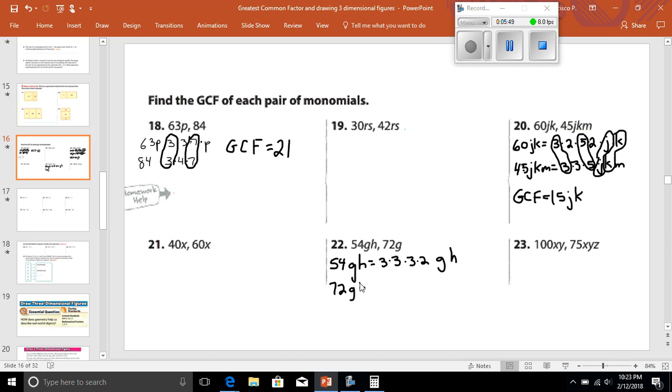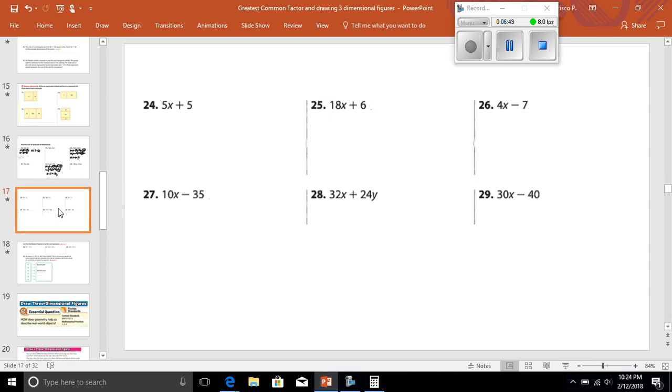Let's try 72G now. Well, 72 can be found by 8 times 9. So 9 is 3 times 3, and then 8 would be 4 times 2. And then we're going to multiply everything to G. If we circle all the things that are our greatest common factor again, we'll see we have a pair of 3s, a pair of 2s, and we'll even have G. So 3 times 3 is 9, and 9 times 2 is 18. So our greatest common factor, the number is going to be 18, and G is left over, so 18G.